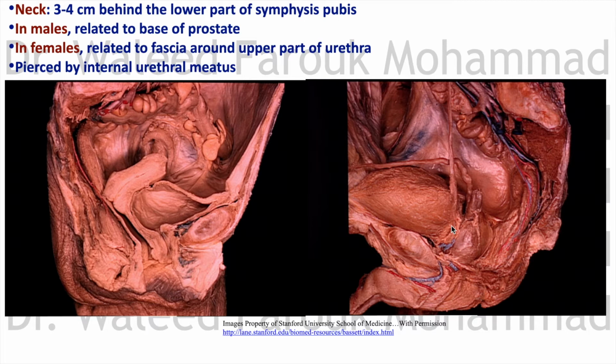upper part of the urethra, and pierced by the internal urethral meatus, meaning that the urethra, of course this is in females, starts in the region of the neck of the bladder here in females, but it's not surrounded by a sphincter, as we will study later. And here it's related to the base or superior surface of the prostate, where it has a pre-prostatic part of the urethra, and then the urethra pierces the prostate.